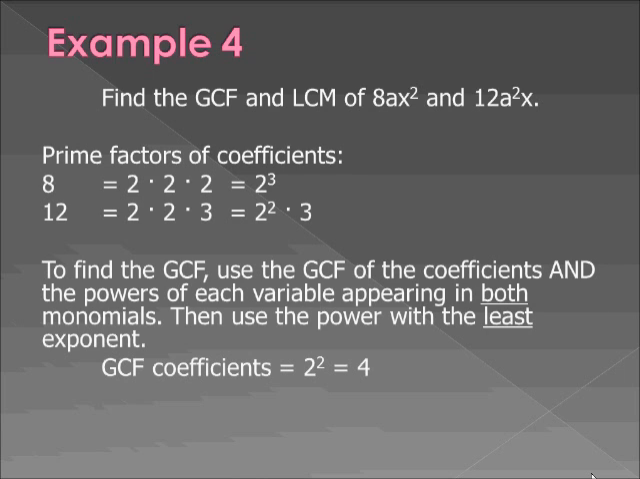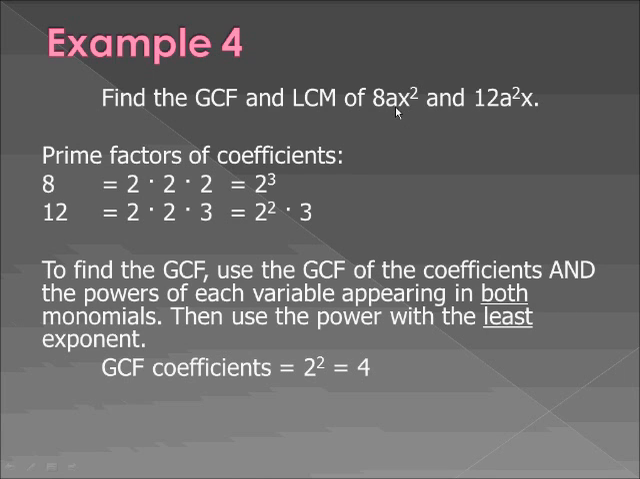Now, we have to worry about the letters. To find the GCF, we find the power of each variable appearing in both monomials, then use the power with the least exponent. So, let's take a look at our original monomials. We have 8ax squared and 12a squared x. Let's ignore the numbers for a moment because we've already taken care of those. Both of them have at least one a. Both of them have at least one x as well.